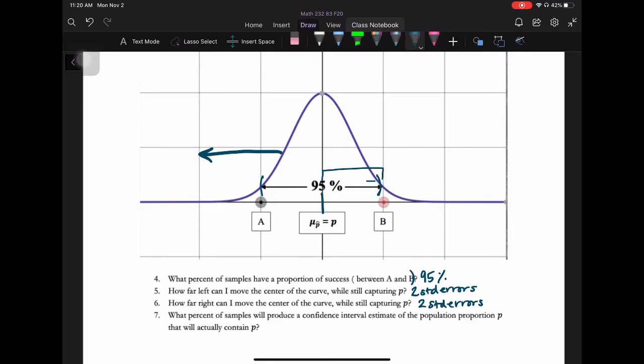Now, which percent of samples will produce a confidence interval estimate that will actually contain P? We'll say 95%. And this is an estimate, this is not a guarantee. I can't say with certainty that if I had 100 samples that 95 were guaranteed to have P in it. We're just saying 95% of the time approximately that's what we would estimate.